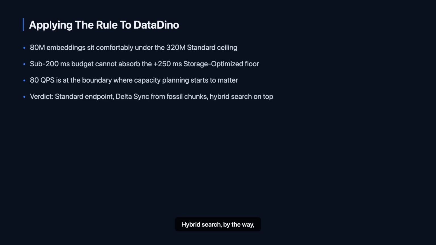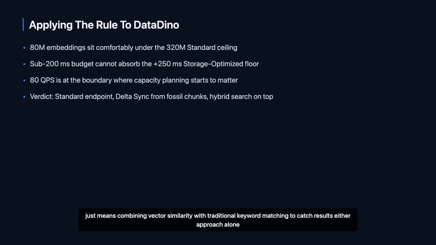Hybrid search, by the way, just means combining vector similarity with traditional keyword matching to catch results either approach alone would miss.